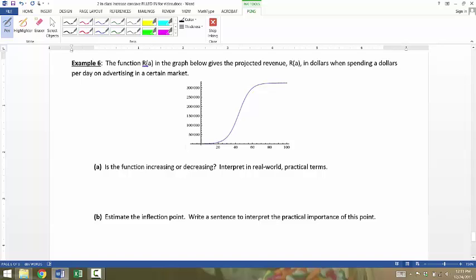This is day 2, page 8. We've been given a graph. It says it's a function R of A, and it tells us that A is the dollars that they're spending on advertising per day in a certain market. So we're inputting A dollars spent on ads, and it's outputting the revenue R of A in dollars.